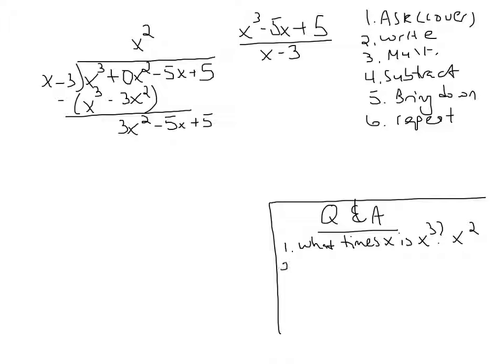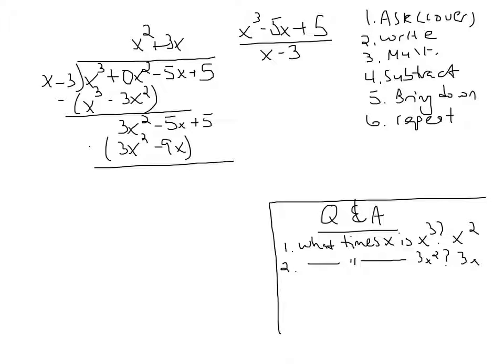Start over again. Second question, what times x is 3x squared? And the answer, 3x, which we will write down up here, lining up our variables. Multiply 3x by the divisor. So we have 3x squared minus 9x. And subtract, being careful to subtract always, so this is negative 5 plus 9. So 4x plus 5.